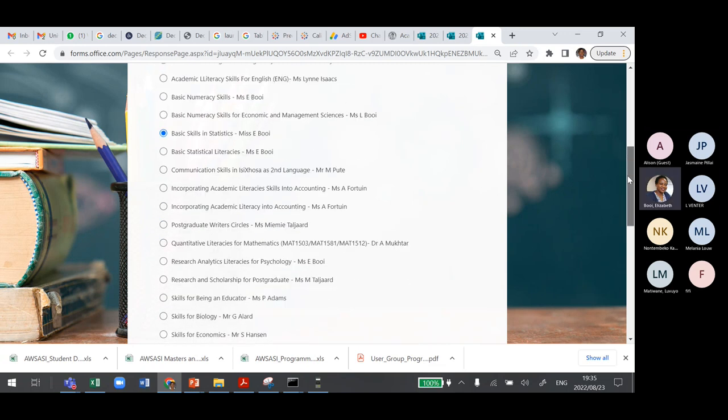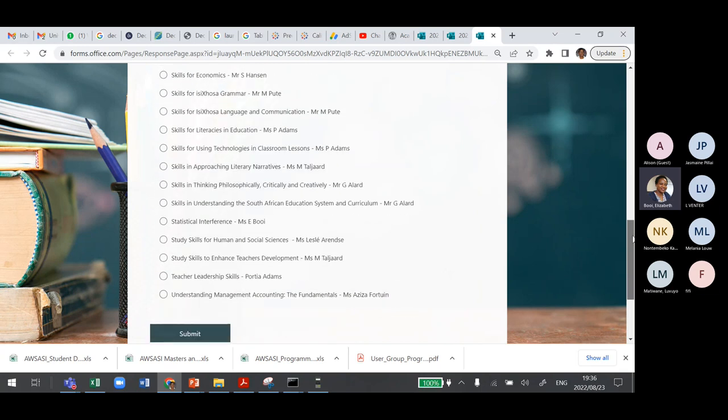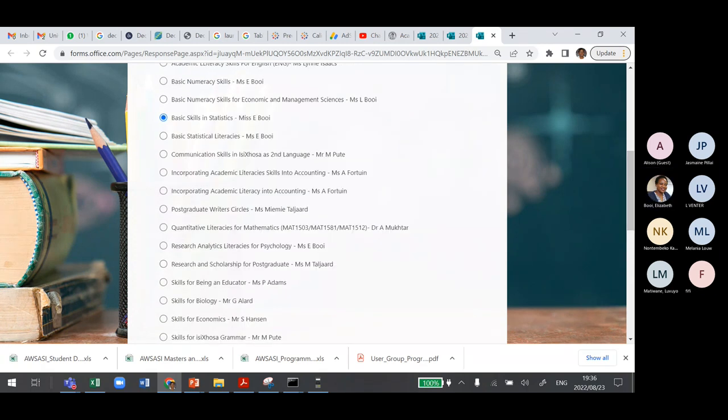All of them are not even, and that is the one that you need to select. You need to select the one that says, I don't know, they should have changed it, but that is the one that you need to select. Research Analytics Literacies for Psychology Students. On the UNISA platform, it's something else. It's called Basic Statistics for Human Science. I hope it doesn't confuse you. Let's see if they didn't add it here as such. No, they didn't. But that is the thing that you need to. So that is the one. Research Analytics Literacies for Psychology Students. That's the one that everyone needs to sign up to.